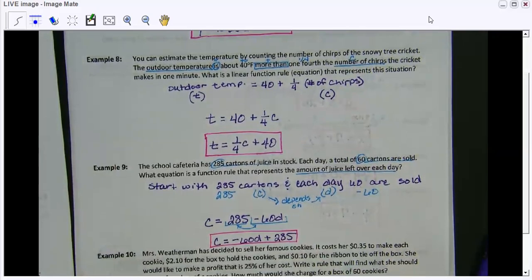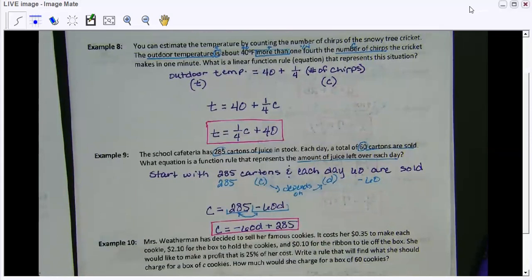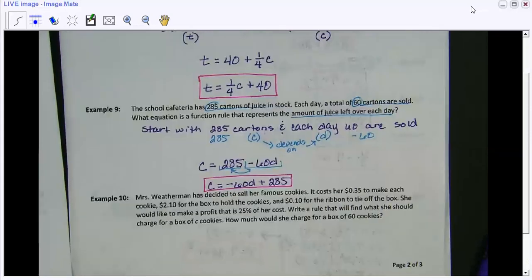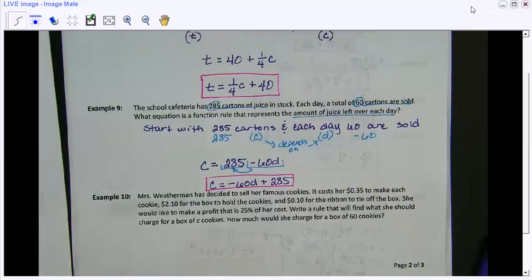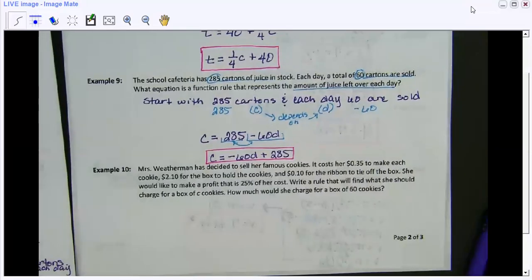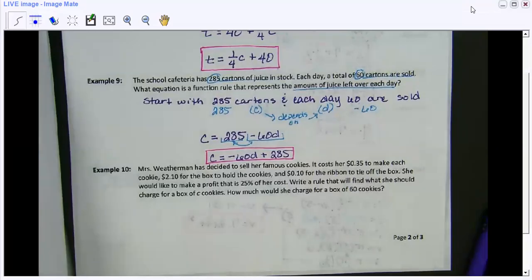Okay, let's move on to example 10. Okay. I don't really like to bake, but I sure like to eat these cookies. And so let's go ahead and look at this problem. Mrs. Weatherman has decided to sell her famous cookies.